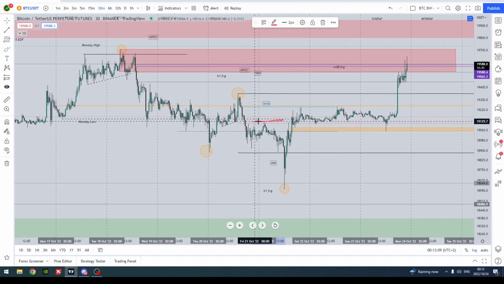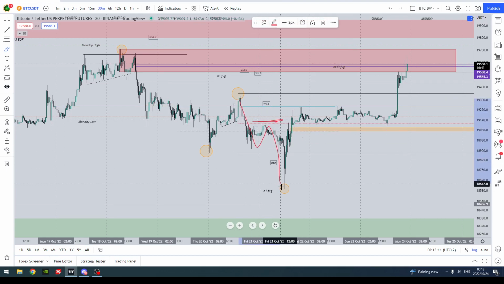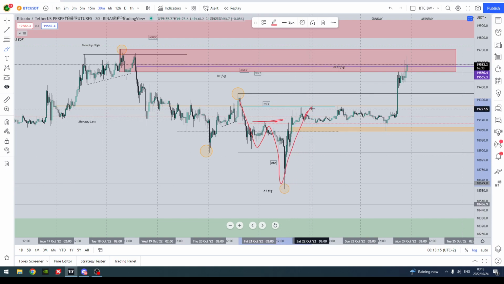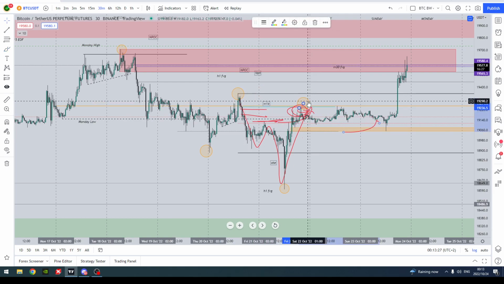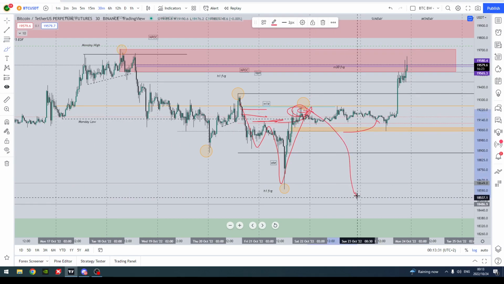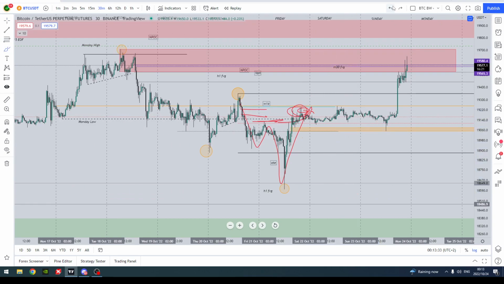This was an inducement level and had liquidity here, and in my Discord group I said watch the move come up to take this 30-minute fair value gap here. And at this point we could have made another lower high here and then rolled over. That was one of the scenarios.